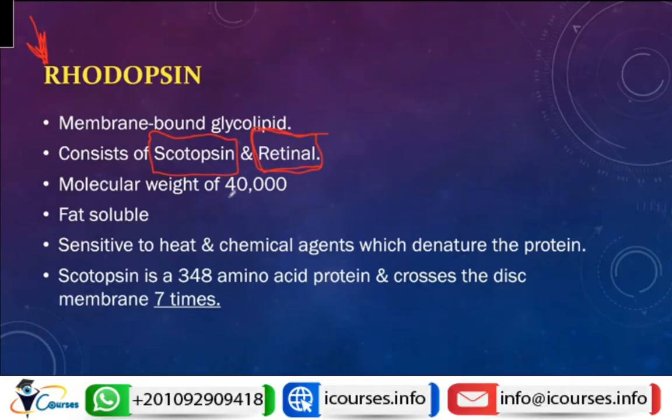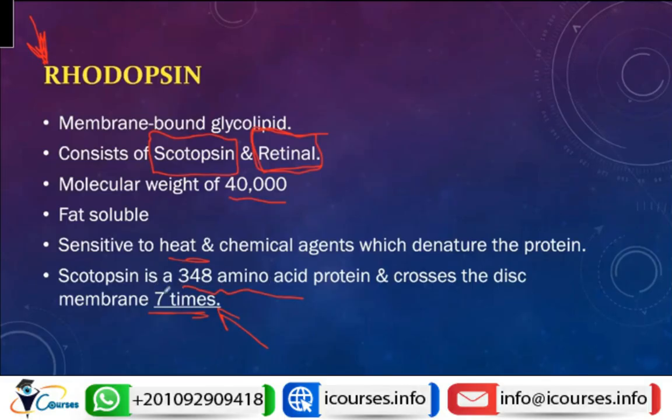It has a molecular weight of 40,000 and is fat-soluble. It is sensitive to heat and chemical agents, and the scotopsin itself is formed of 348 amino acids that cross the disc 7 times. These 7 times have been asked before in the MCQ.